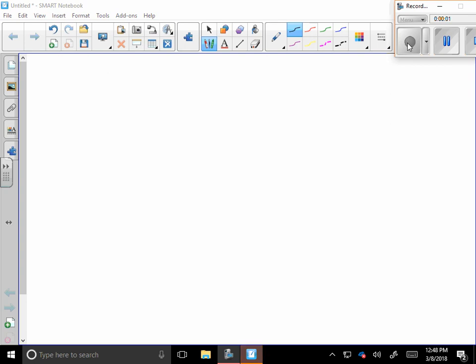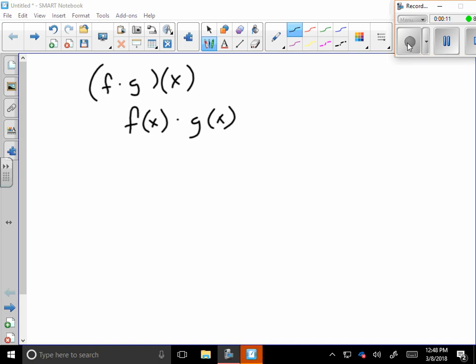f times g of x, which is the same thing as f of x times g of x. So in our case, we just need to multiply the x squared plus 4 by 7 minus x.